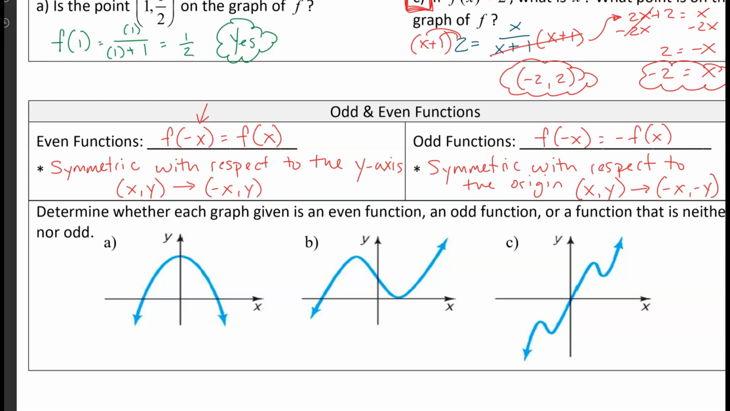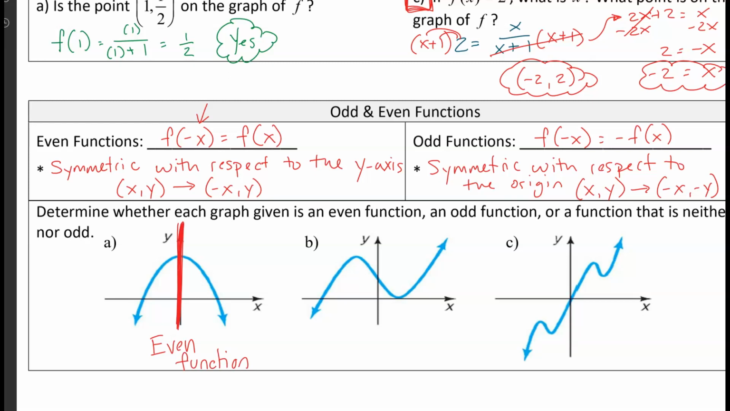Even. Yeah. You see it's reflected, it's symmetric over the y-axis. Like if you were to fold over the y-axis, everything would line up. This is even. What about B?